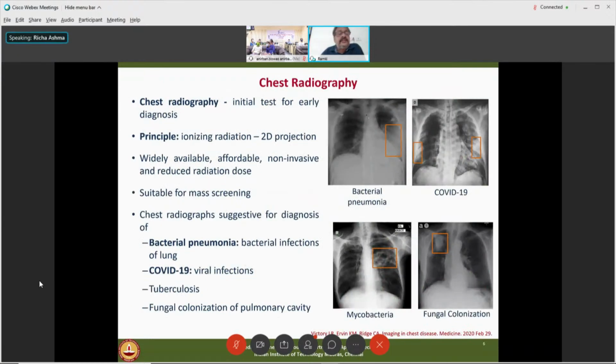If you look at chest radiographs for respiratory functions, this is one of the earliest forms that has been used.